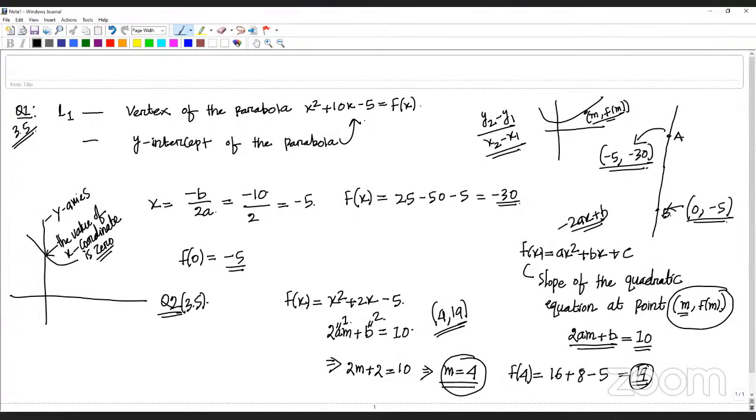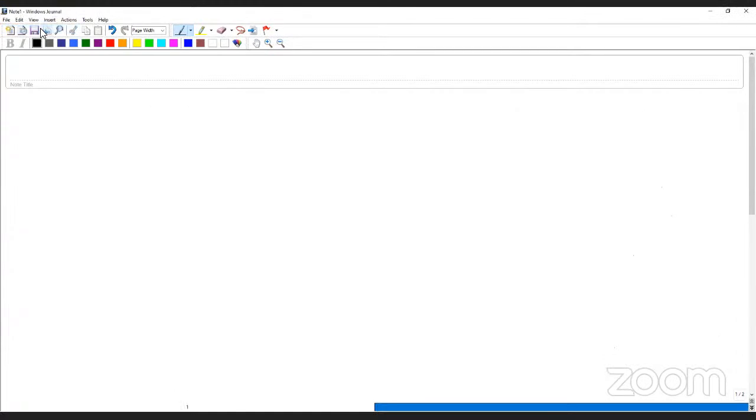Sir, one question for question number 1. By using the slope formula 2ax plus b, can we get the answer for question number 1? No, for question number 1, the question is asking the slope of a line, not of the parabola. It's asking something else. Since the equation of the parabola is given, we can't use that formula.